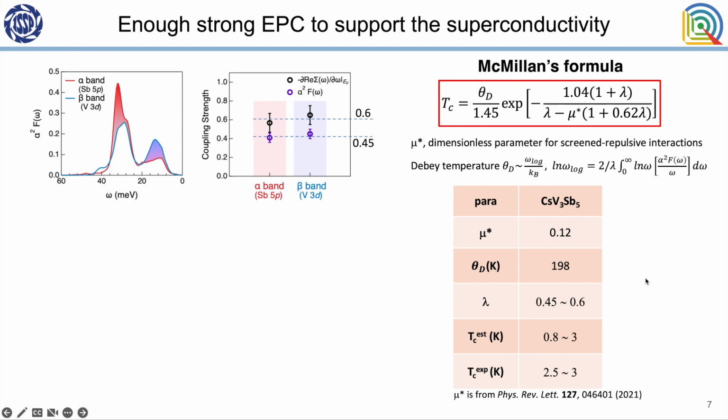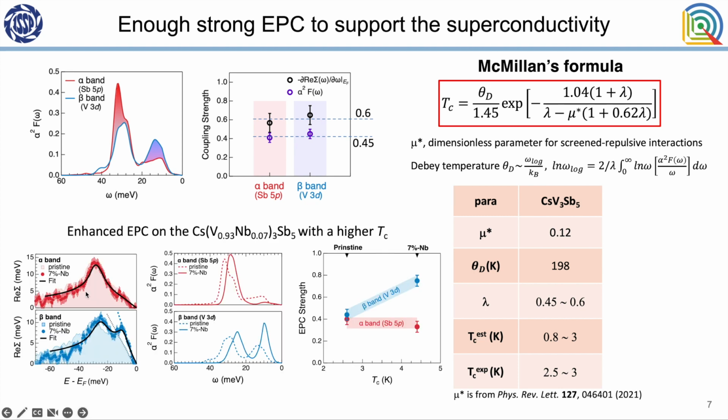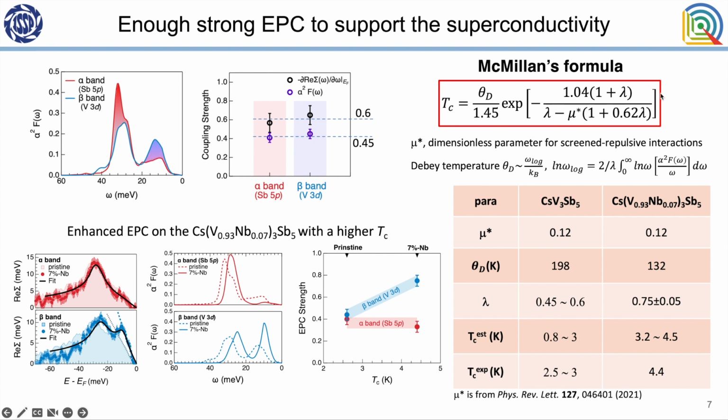To further examine this speculation, we studied the electron-phonon coupling in a substituted CVS superconductor with a higher Tc. We found the electron-phonon coupling is selectively enhanced to be twice on the vanadium 3d orbital derived beta band. This enhanced electron-phonon coupling can also support its superconducting transition at a higher temperature, as shown in this table. So this result further highlights the importance of the electron-phonon coupling on the superconductivity of the CVS material.